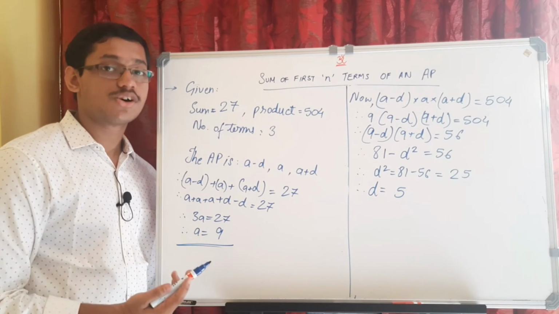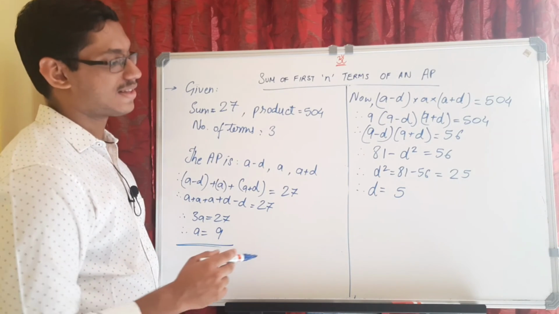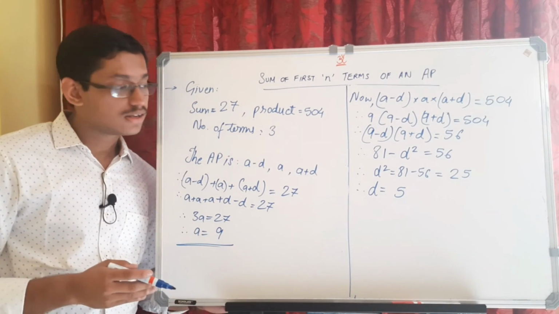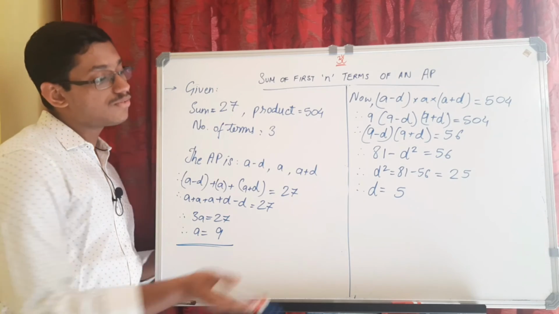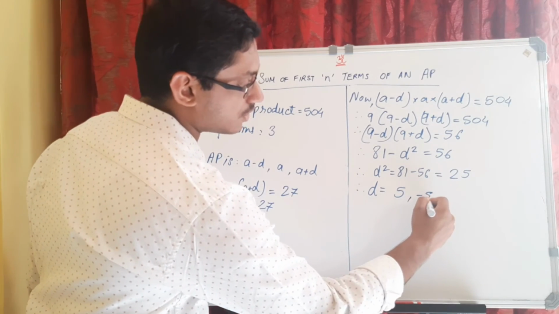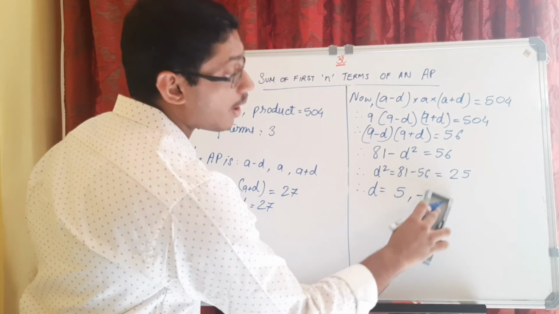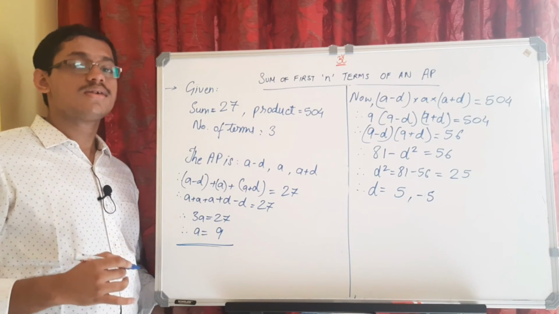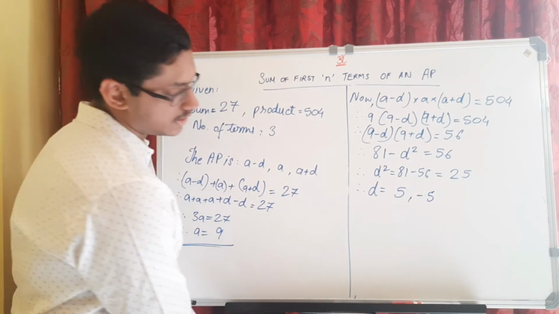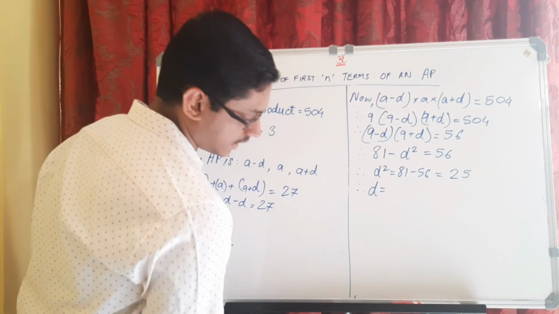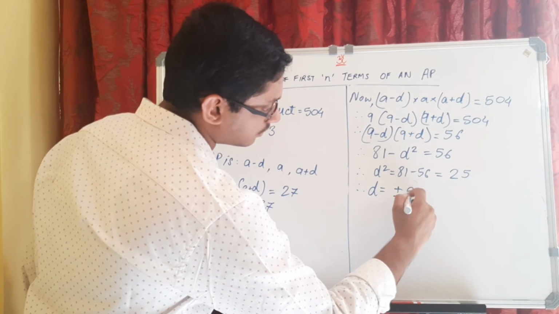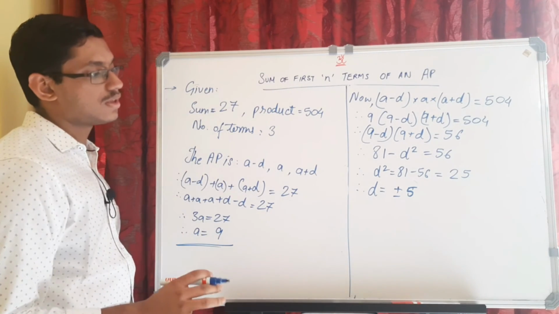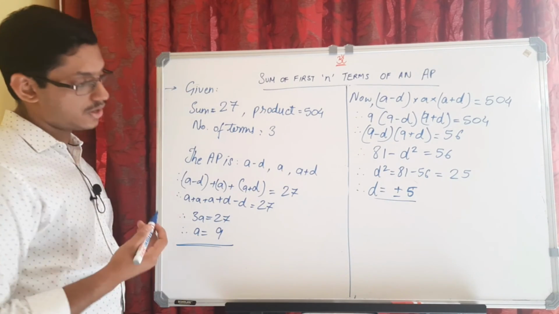Is it correct or is it wrong? It is wrong. See, 25 is equal to d squared. So what will d be? Is it only 5 or will it be minus 5 also? It will be minus 5 also. d is equal to 5 and minus 5. So instead of writing like this, we write it directly as plus minus 5. We got a, we got d.